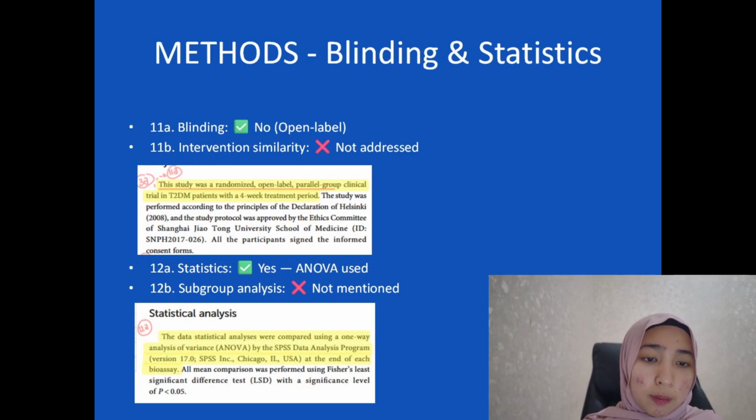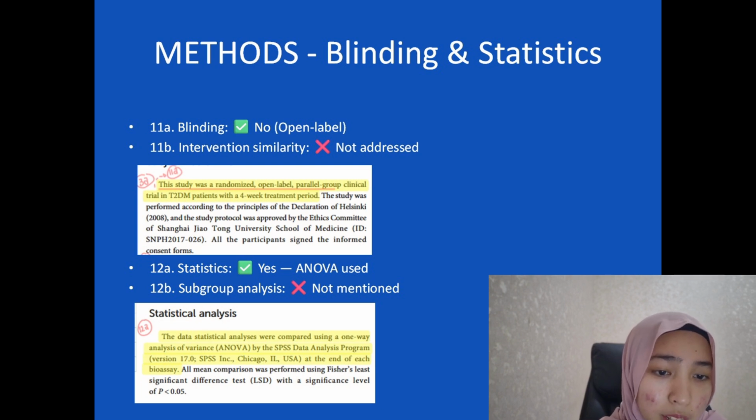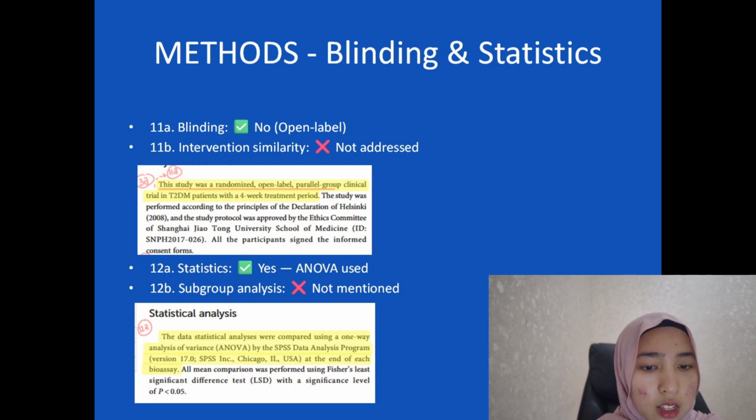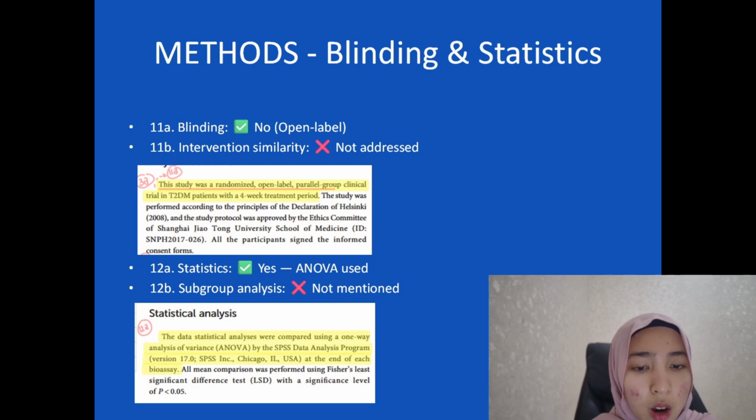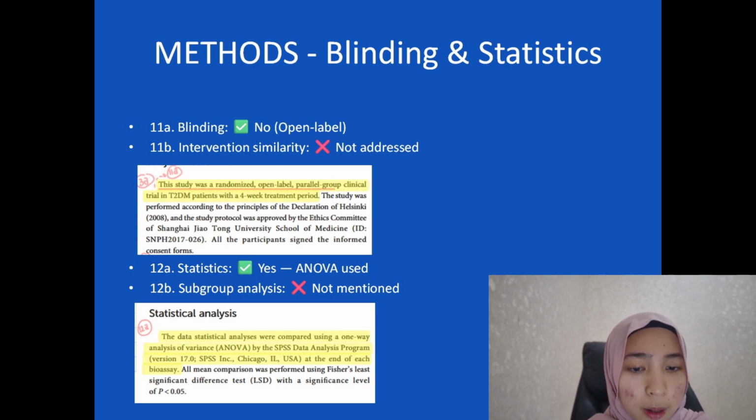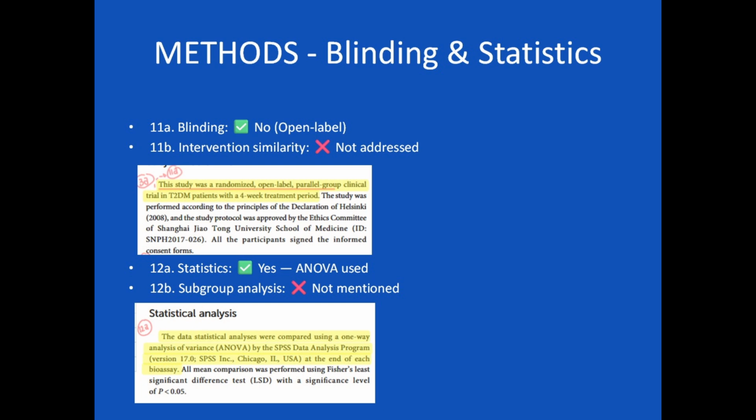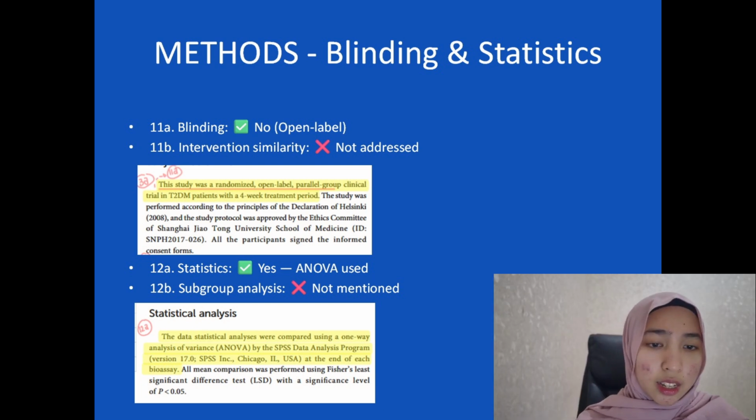Next, it's about blinding. It's for item 11. This was an open label study, so no blinding was done. This is stated clearly in this article. There is a quote, "open label." However, they don't mention whether the interventions were visually similar or not. This is part of item 11B.